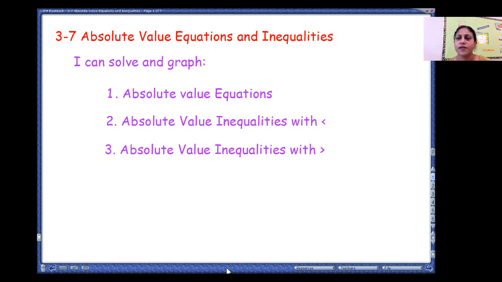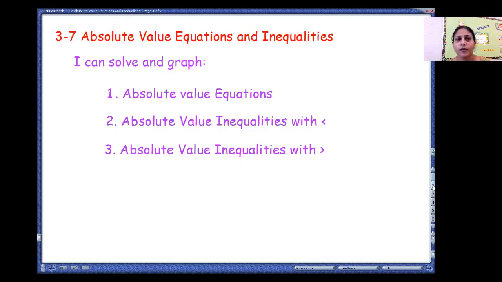Today's lesson is 3-7, Absolute Value Equations and Inequalities. You are going to find this slightly confusing, but you have to memorize the rules. So these are the three objectives for today.